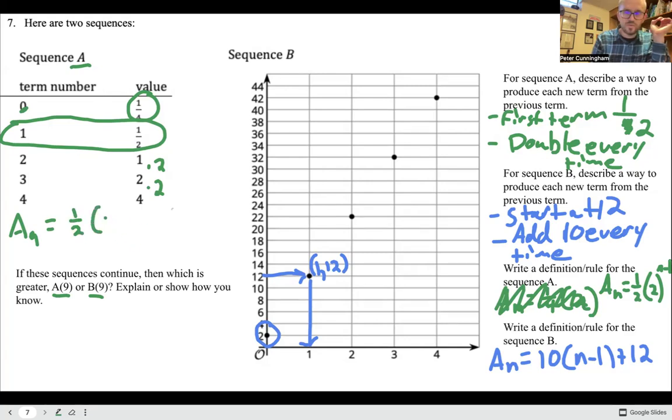times 2 to the 8th power. Okay. See, now I got to do some quick math here. 2 to the 8th power, 2 times 2 times 2 times 2. I think it is 128. Double check. I don't want to be wrong again.